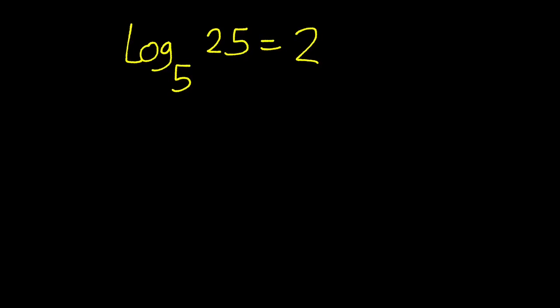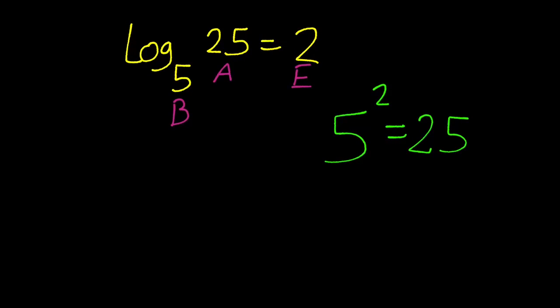Here I have the log of base 5 of 25 equaling 2. Now remember, based on what we just said, this is your base, this is your answer, and this is your exponent. So if I wanted to change this into exponential form instead of logarithmic form, I would take my base, which is 5, raise it to the exponent, which is 2, and that equals your answer, which is 25. And that makes sense. 5 to the second power is 25. Okay, let's try a different one.